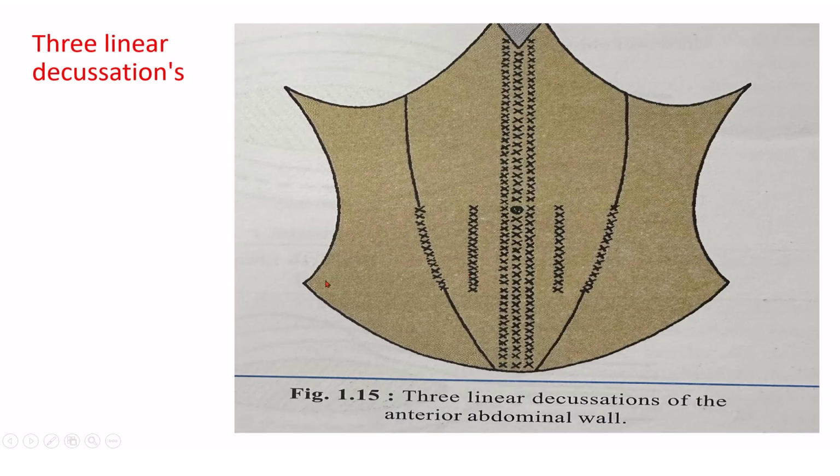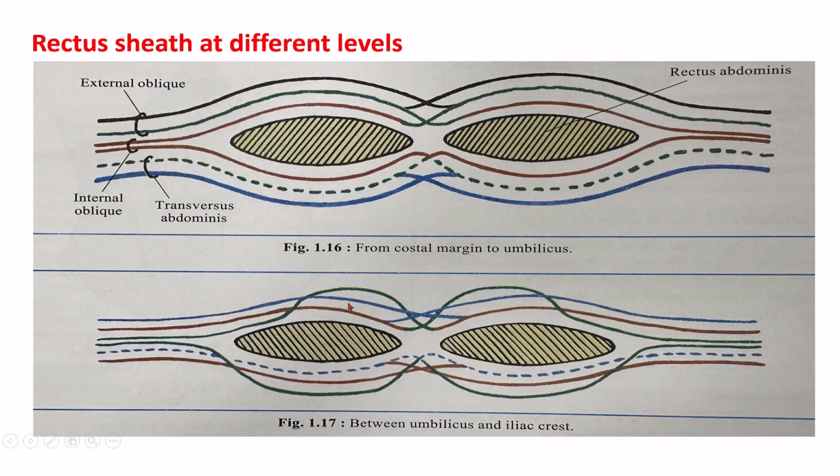And if you see the lateral margin decussation, that is due to the decussation of the posterior layer of the internal oblique with the transverse abdominis. All these indicate that the aponeurosis of one side is in continuation with the aponeurosis of the opposite side, and they cross in an X-like manner so as to strengthen the anterior abdominal wall.